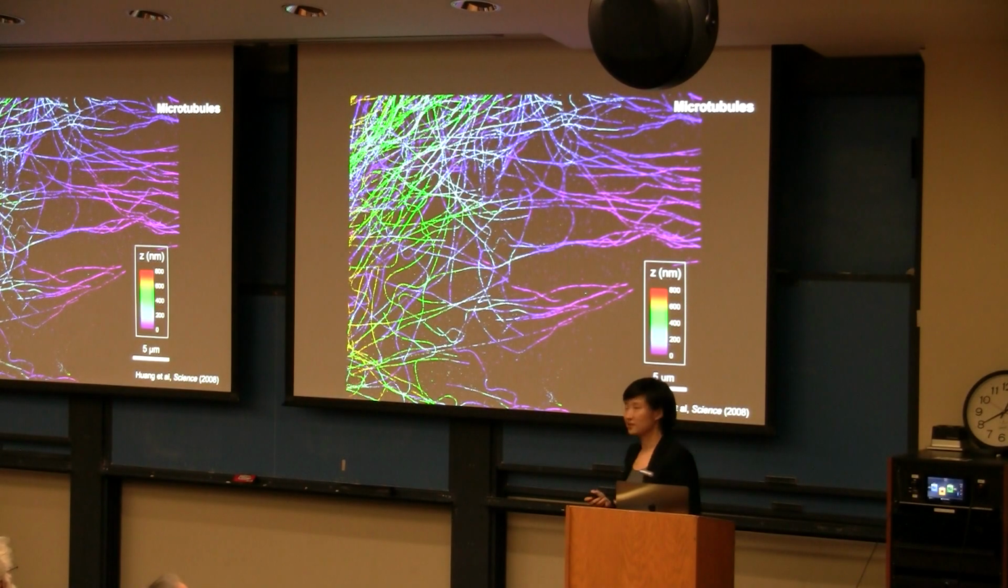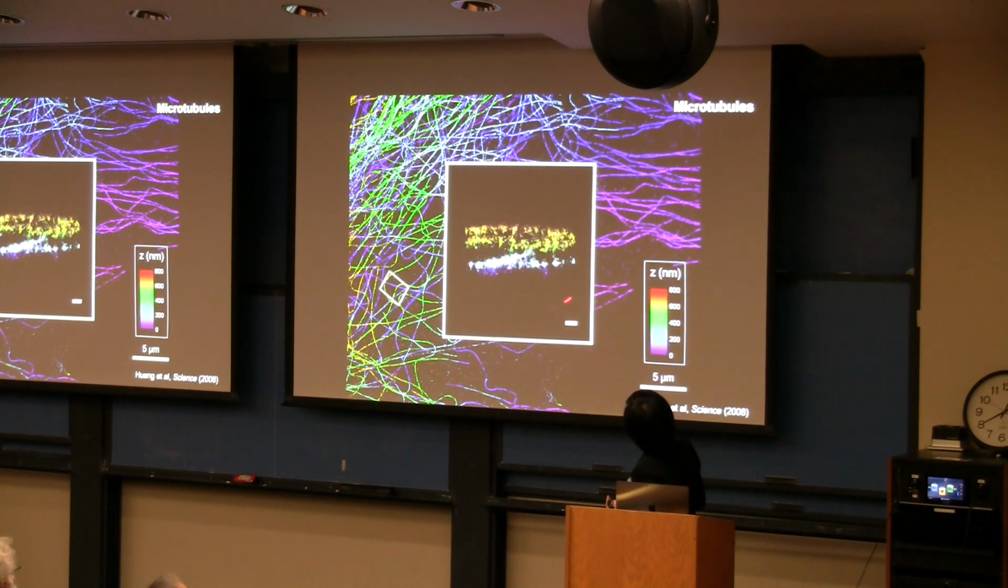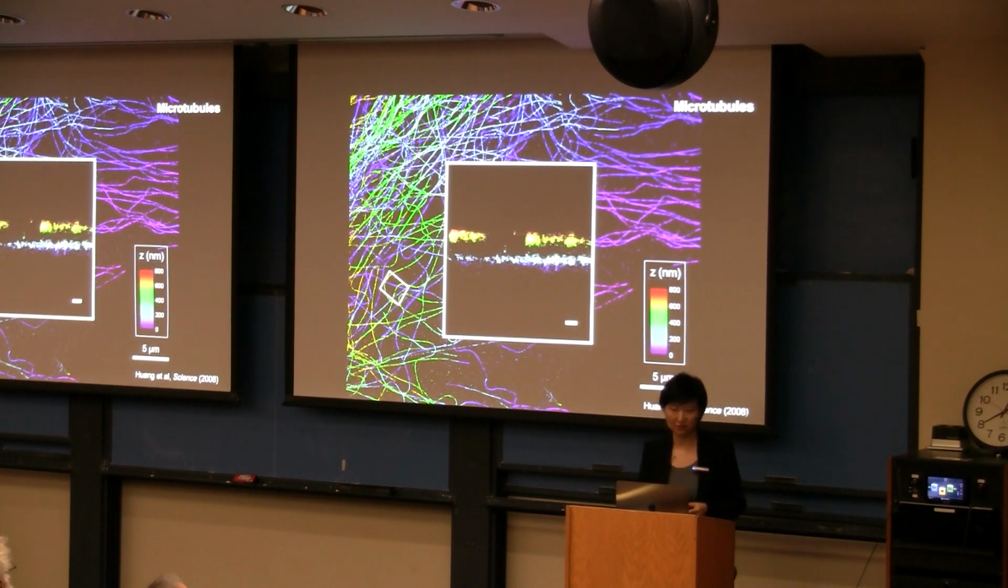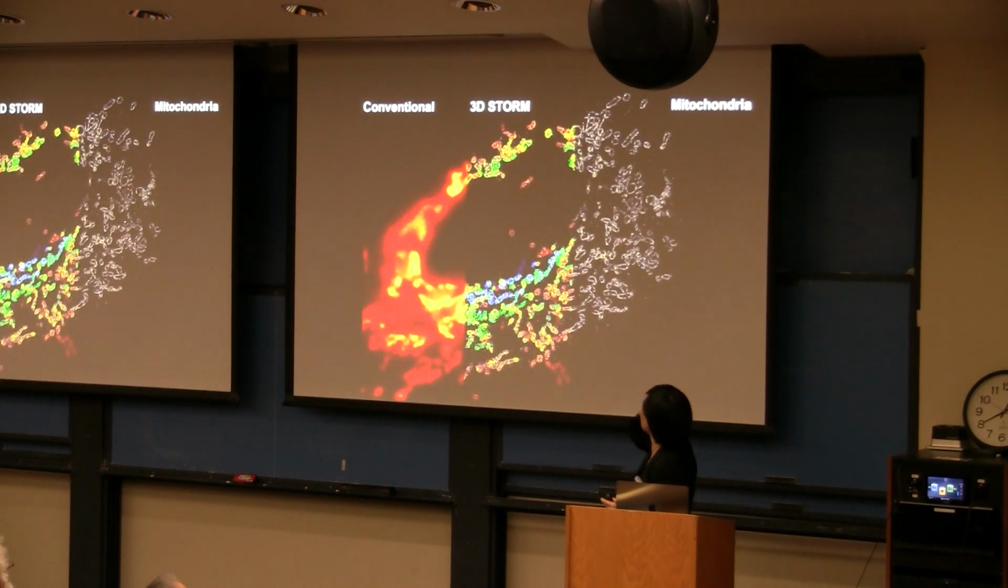So with that, we got this kind of 3D super-resolution STORM image, again about microtubules, and now you can take any area, rotate it around, and get the 3D view. And here's another such example of a different biological structure.